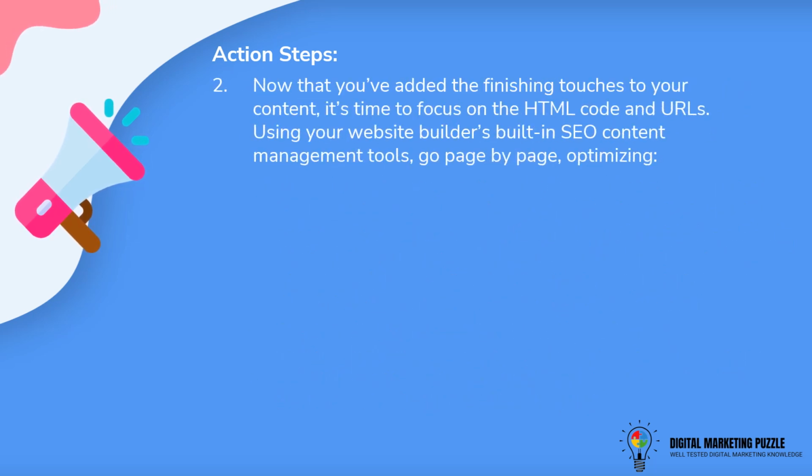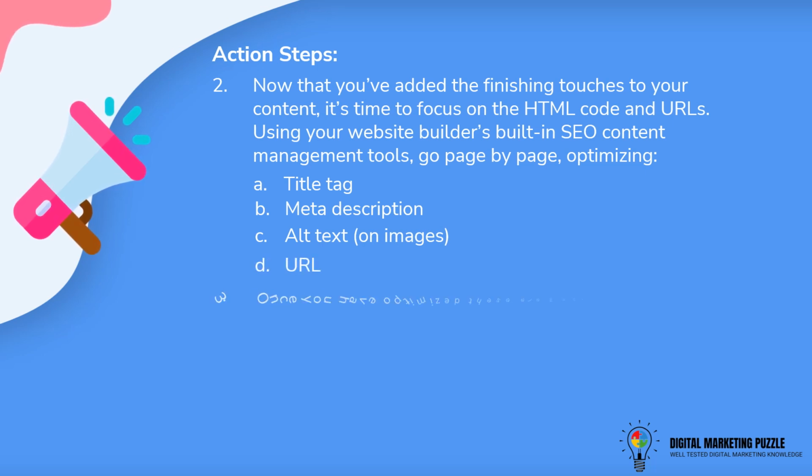2. Now that you've added the finishing touches to your content, it's time to focus on the HTML code and URLs. Using your website builder's built-in SEO content management tools, go page by page, optimizing: A. Title tag. B. Meta description. C. Alt text on images.